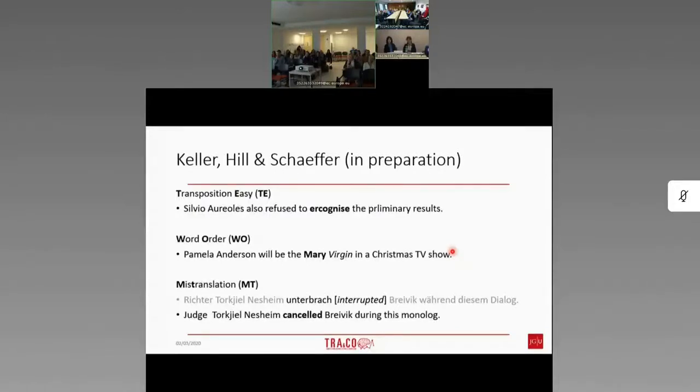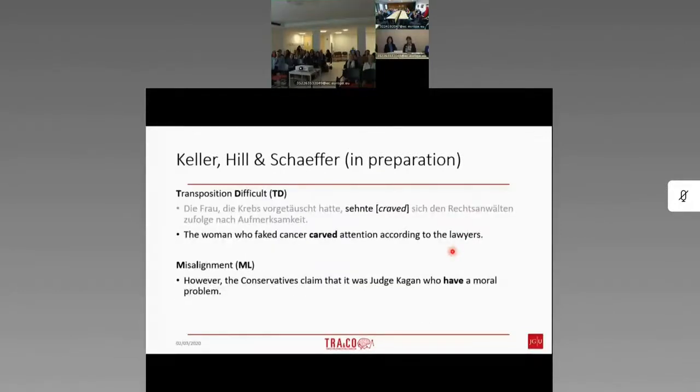So we had a transposition of letters. You can see there, this guy refused to recognize, so it should actually be recognized. Word order: Pamela Anderson will be the Mary Virgin in a Christmas TV show, so it should actually be Virgin Mary, of course. Mistranslation, similar to what I showed you earlier. So the German says interrupted and the MT produces cancelled. This is a clear case of mistranslation.